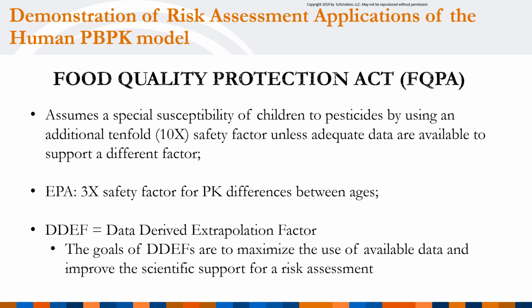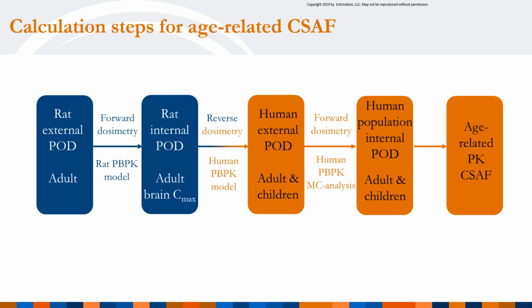So, as you remember, the FQPA safety factor to protect children was set to 3 by the EPA. Now, how do we maximize the use of available data and improve the scientific support for risk assessment? Well, by deriving a DDEF, which is a data-derived extrapolation factor, using our life stage PBPK models. So let's look at the approach that we used.